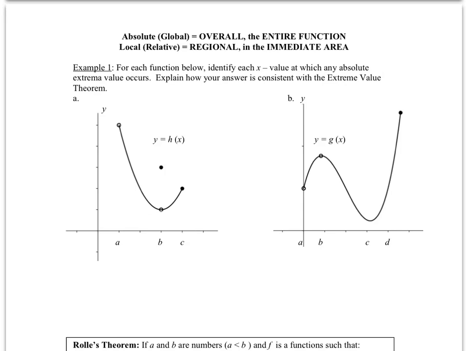Example 1 is asking you for each function below to identify the x value at which any absolute extreme value occurs, and explain how this is consistent with the extreme value theorem. Now, the extreme value theorem requires that it be a continuous function on a closed domain. So for part A here, we're looking at a function that is not continuous, and it's certainly not on a closed domain. We've got endpoints here that are open, so this is not closed, and we have a jump discontinuity located at B. So automatically, the extreme value theorem cannot hold. This function does have extreme values. It just, according to the extreme value theorem, it doesn't have to.